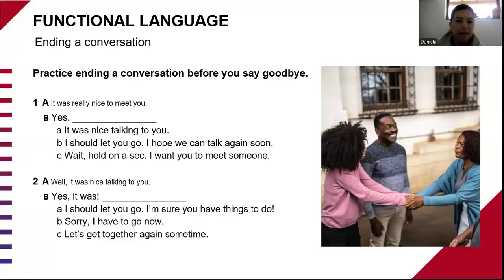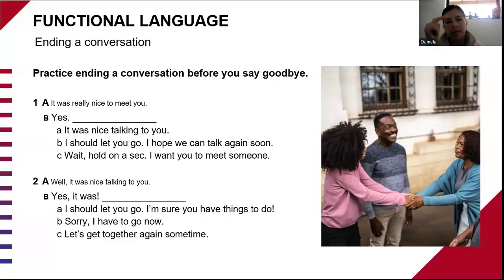Or, I should let you go. I'm sure you have things to do. But in this case, the best one is C. You leave the door open to meet again with that person and to get together with a person some other time.